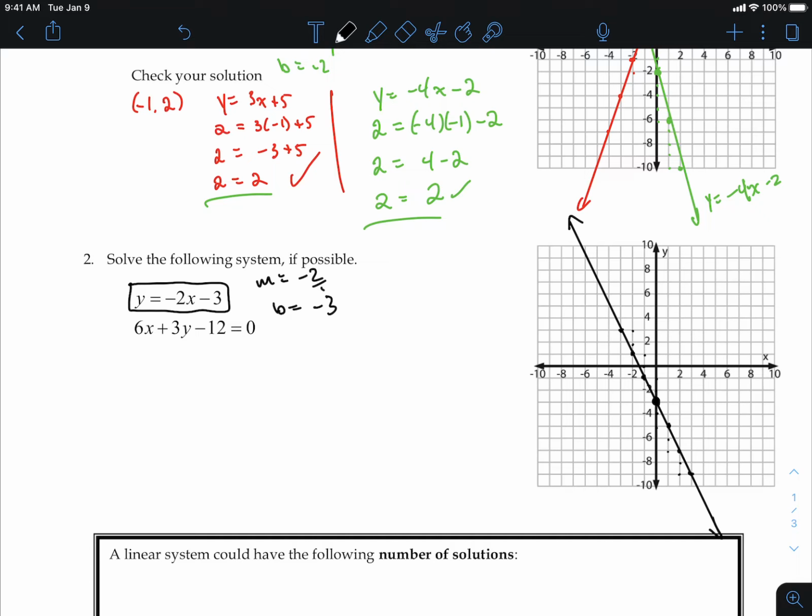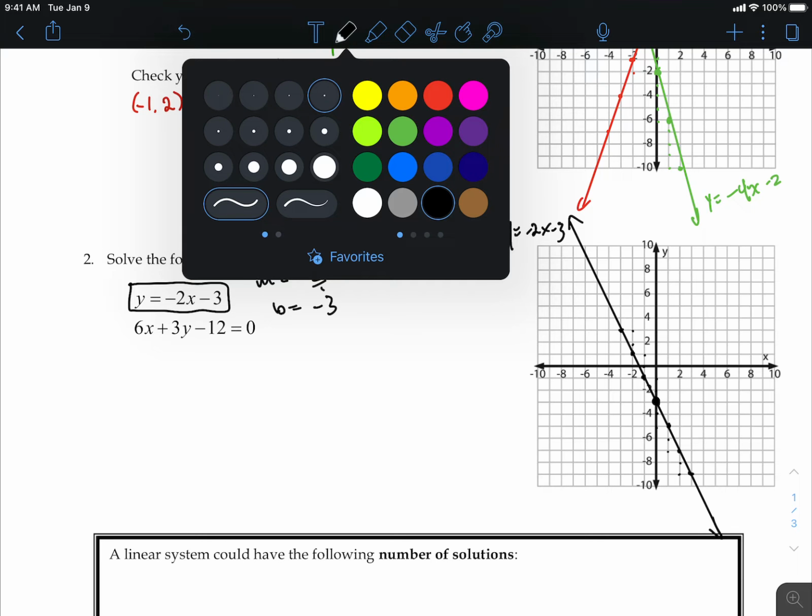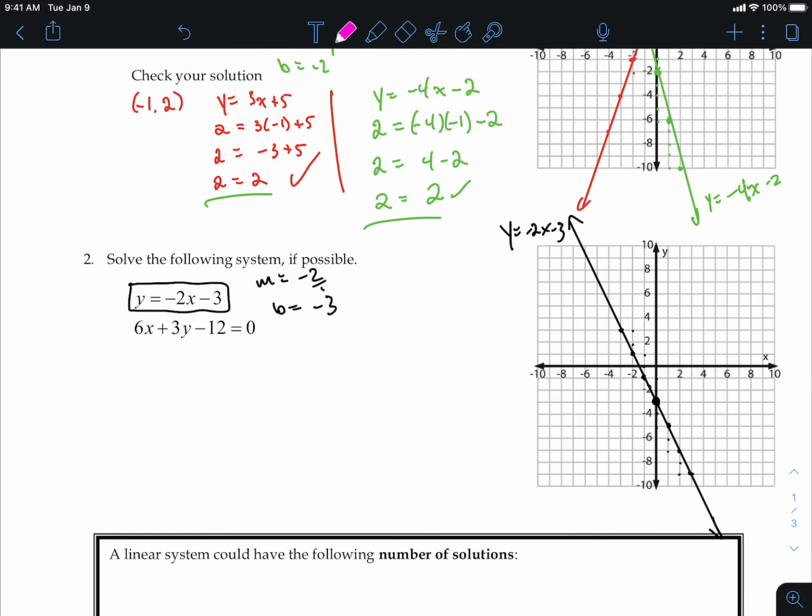Arrowheads on either end because it goes forever. And make sure you label it: y equals -2x minus 3. Now we've got a problem with the second one though, because it's in standard form. Mr. Lin showed you on the sideboard how to do it with the intercepts, which is fine. But you can also switch this to y equals mx plus b, right? Which is what we did this morning.